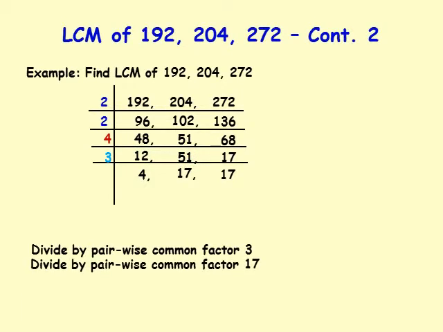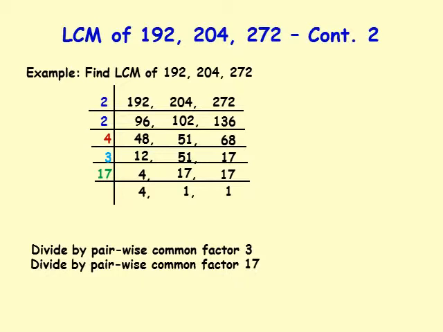Now 17 and 17 have a common factor 17, which is pairwise common, not common to all. So we'll divide by 17 now. 4 is not divisible by 17, we keep the 4. We divide 17 by 17, got a 1. We divide 17 by 17 again, got a 1.